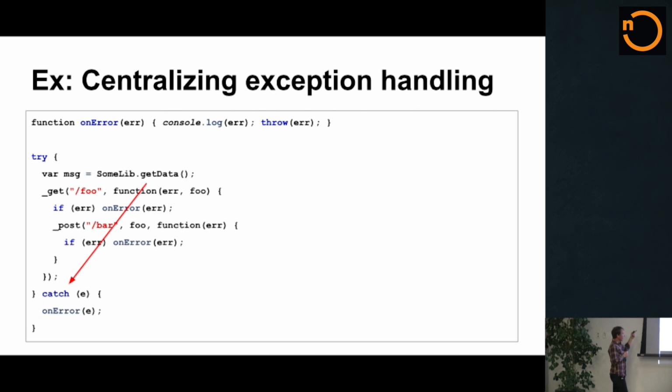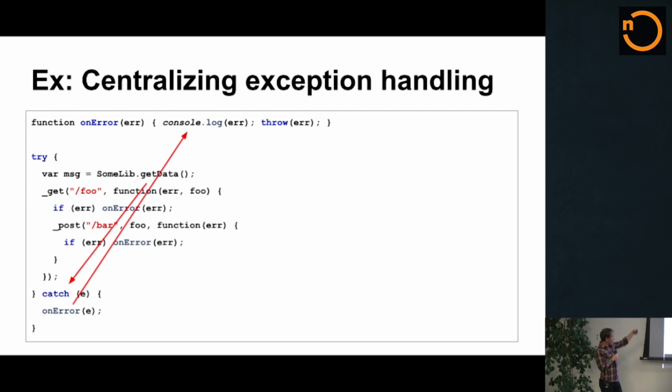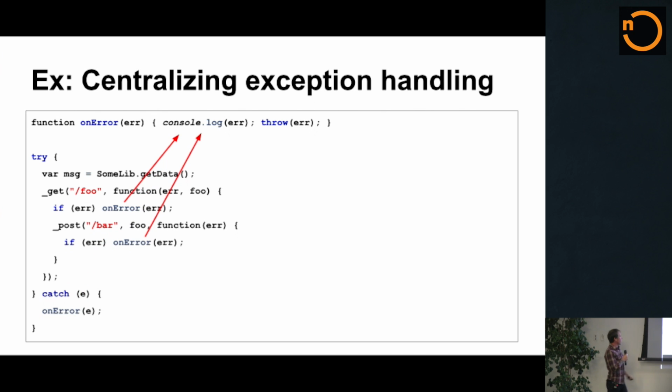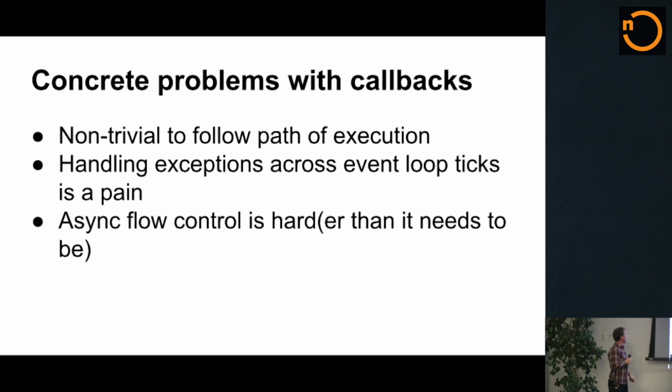So as I was mentioning, this sumlib get data, if an error arises from the call to get data or something inside of that, a synchronous operation, I can use try-catch, which is built into the language. It'll pump it back to this onError function that I've got at the top. But if anything happens here, I have to pass this stuff up via closure because they're not happening in the same tick of the event loop that this try-catch is being invoked.